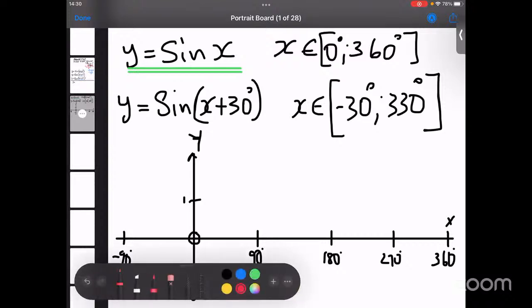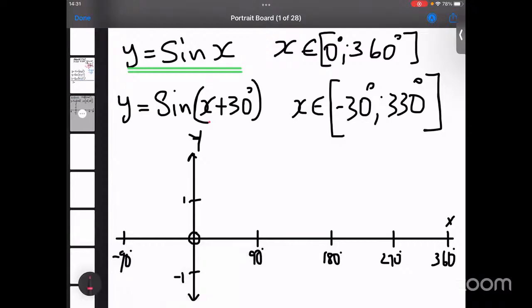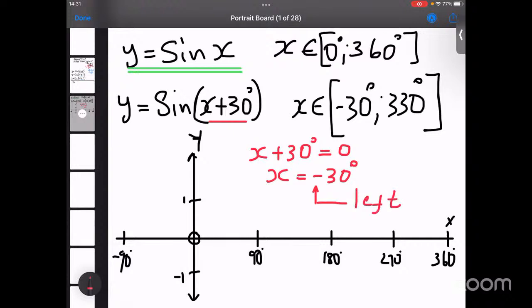So we go back to what I've just explained, where I said you take the expression inside, equate it to 0, then solve for x. So you take x plus 30 degrees, equate it to 0, and when you solve for x, if you take 30 to the other side, it becomes negative 30 degrees. That means it has shifted by 30 units. That negative sign simply means towards which direction? Towards the left. Negative is towards the left, positive is towards the right.